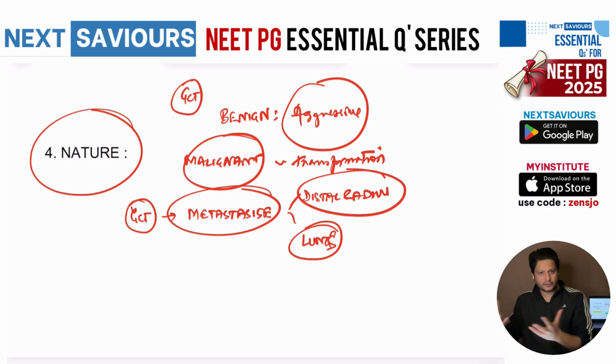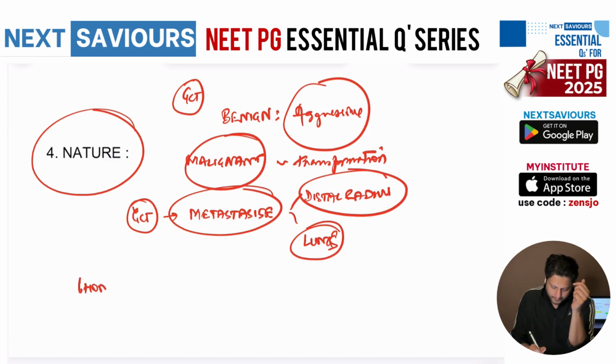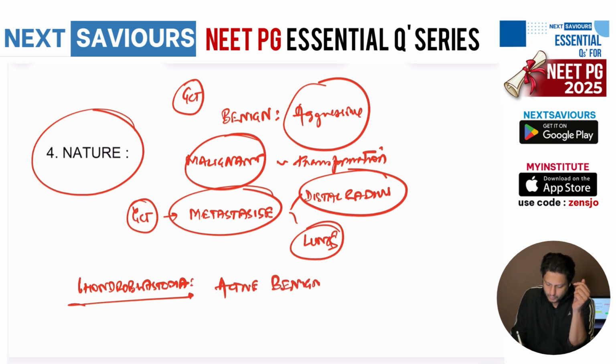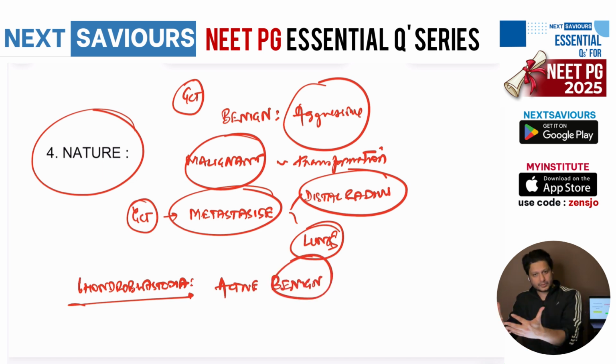So that is the discussion of the nature of the giant cell tumors. While the chondroblastoma is obviously the active type of benign tumor, it is usually less aggressive in comparison to the giant cell tumor, and it is obviously not showing any phenomena of metastasis. So these are the two points that you have to remember related to the nature of the disease.